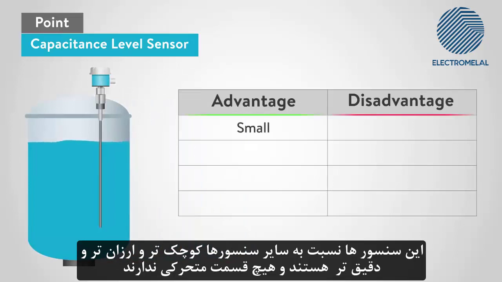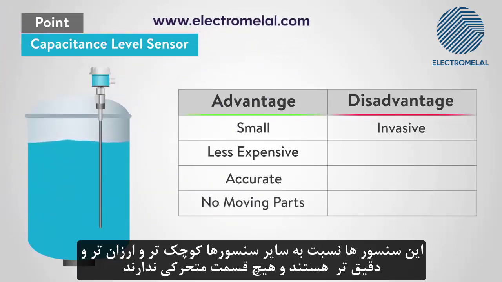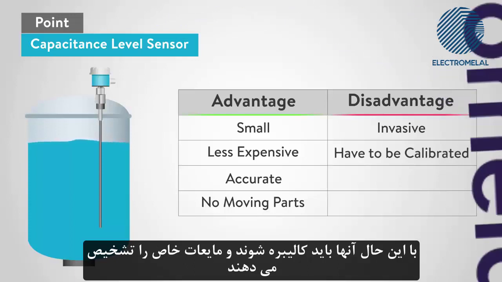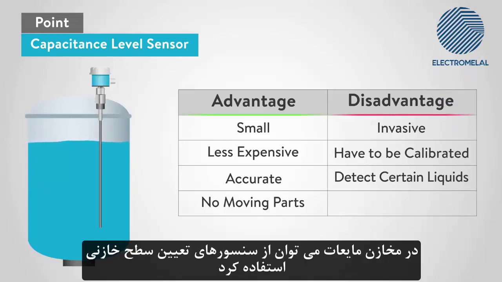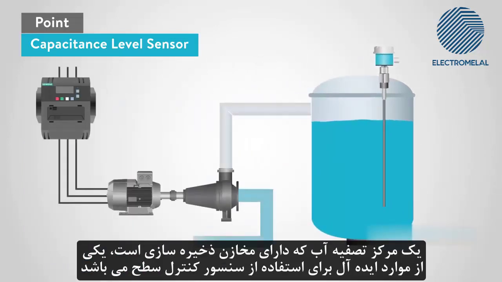These sensors are small, less expensive than other sensors, invasive to the product, accurate, and have no moving parts. However, they do have to be calibrated and will only detect certain liquids. Capacitance sensors can be used in liquid storage tanks. A water treatment facility that has storage tanks would be an ideal use for a capacitance sensor.